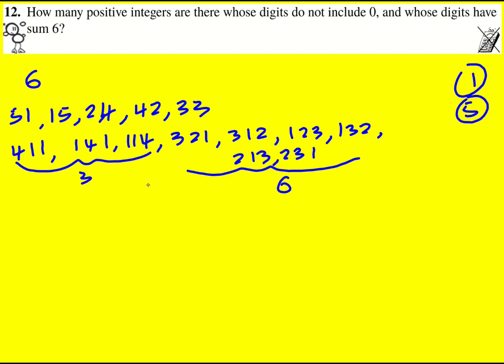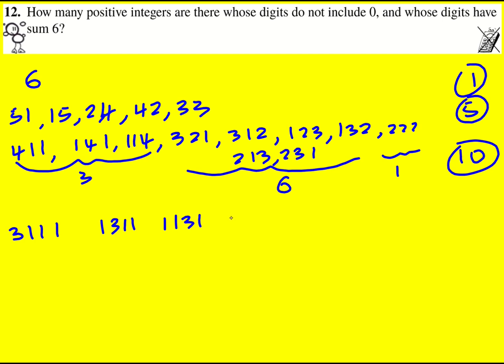And then we could also have 2 2 2. So overall, 10 ways for three digits. Right, four digits. Well, the largest that it could be would be 3. So then we'd get 3 1 1 1. And again, there's going to be four ways of doing this: 3 1 1 1, 1 3 1 1, 1 1 3 1, and 1 1 1 3.